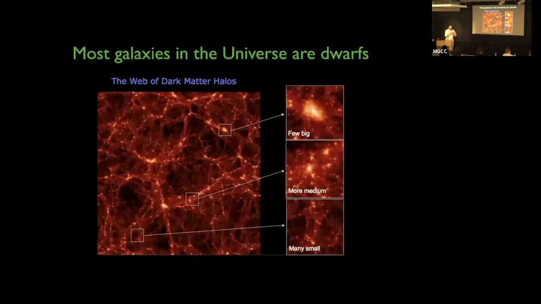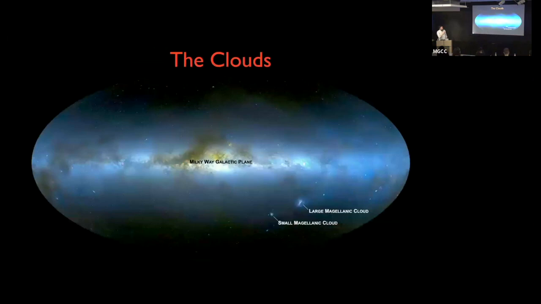One of the overarching goals in modern astronomy is trying to figure out how galaxies form and evolve. And as we know, most galaxies in the universe are actually dwarf galaxies. Because they are intrinsically faint and pretty far away, it's pretty hard to study dwarf galaxies. But luckily, we have two that are close by.